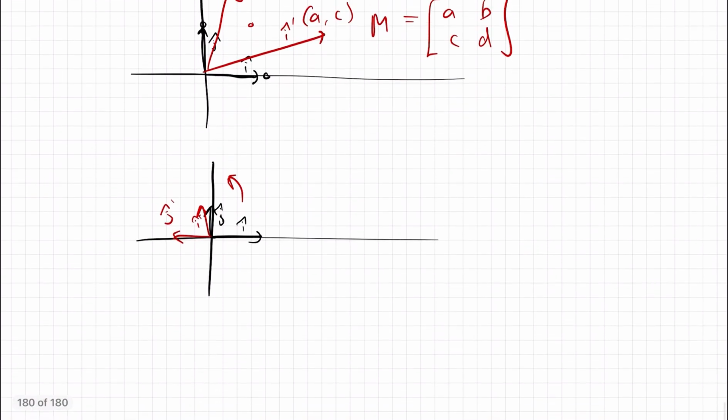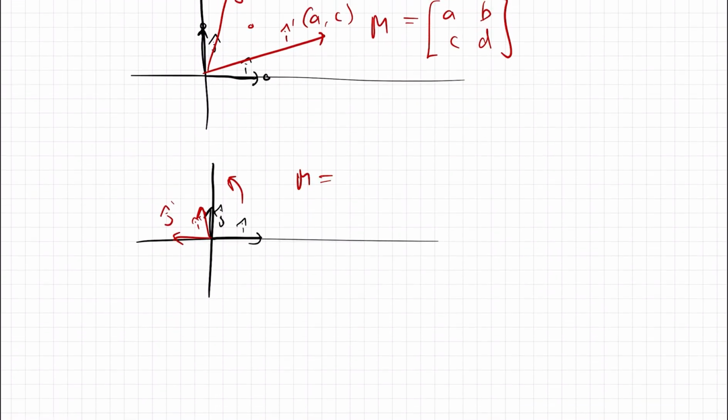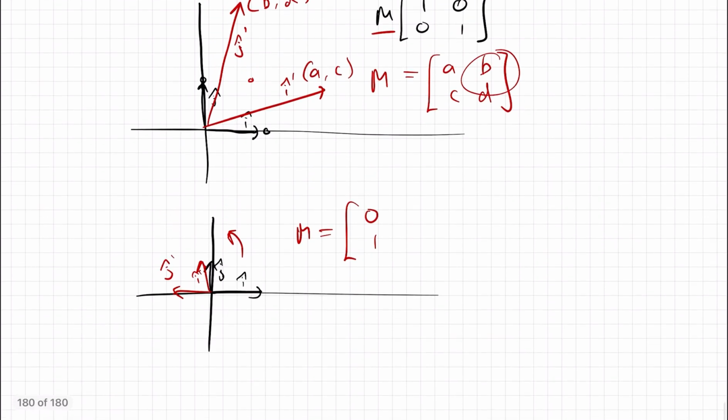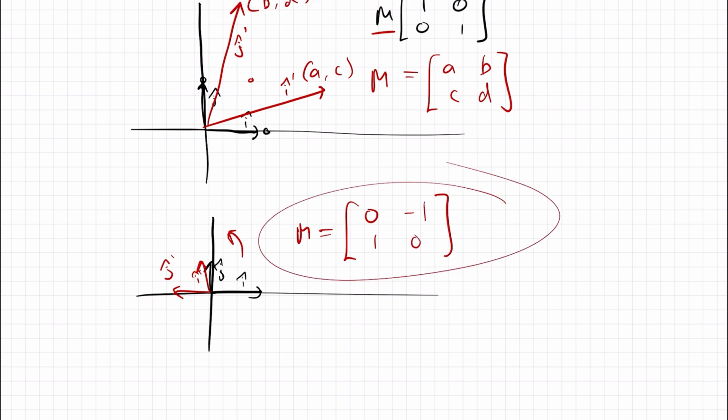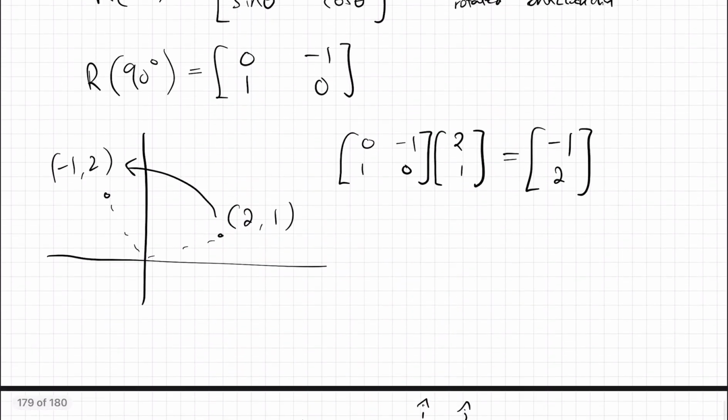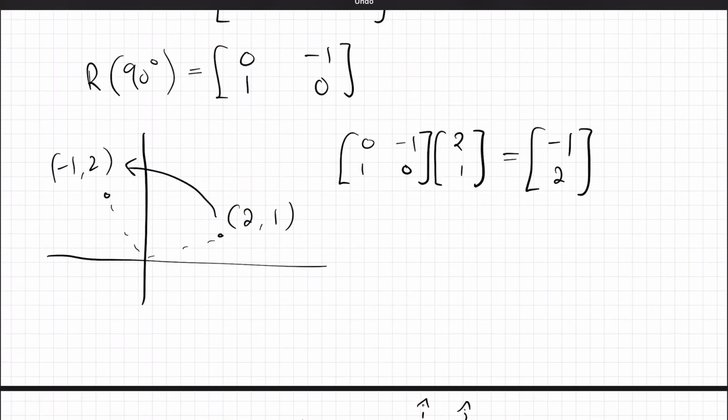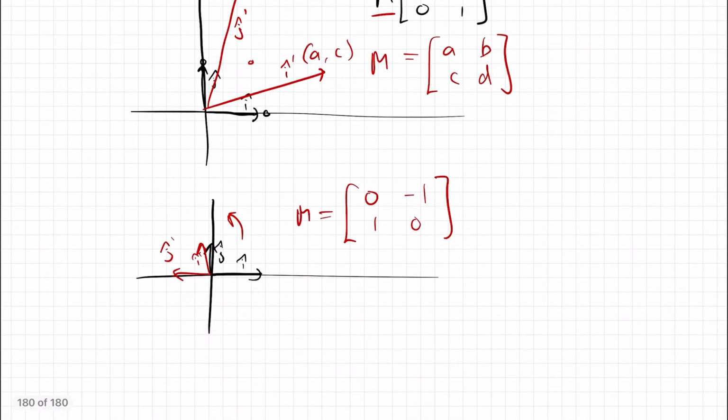So we can see our final rotation matrix. If A, C is the point where i hat goes, A, C is going to have to be 0, 1. And B, D is the point where j hat goes, and this is clearly at -1, 0. So you can see that's our 90-degree anticlockwise rotation, which we also worked out over here. And how can we work this out for a generic rotation?